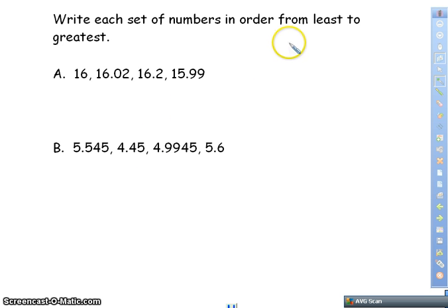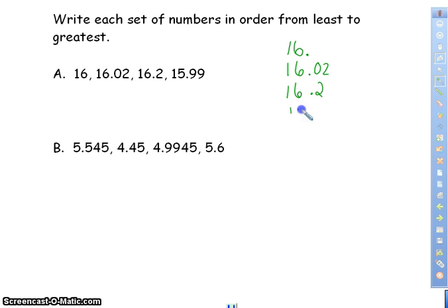Okay, so I have 16, and if it's just a whole number, the decimal point is behind it. Then I have 16 and 200ths, 16 and 2/10ths, and 15 and 99 hundredths. Now you'll notice that I have a lot of blank spots. If you want to add zeros in all those blank spots, we just use those as place value holders. It's not going to change it. So now all of my numbers have 2 decimal places behind them.